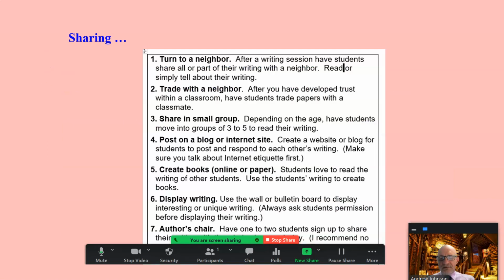Ways to share: turn to a neighbor. Share what you've written today or trade with a neighbor. Respond and write on the paper, or share in small group, or post on a blog or the internet, or create books online and in paper. Display the writing, or use an author's chair, where one or two students share each day. This is how writing becomes alive.